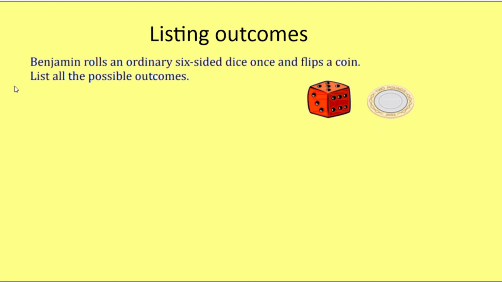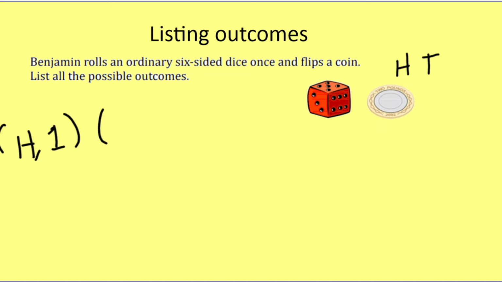Okay, listing outcomes. Benjamin rolls an ordinary 6-sided dice once and flips a coin. List all the possible outcomes. Well, there's 2 sides to a coin. You have heads and tails, and there's 6 sides on a regular fair dice. So what we're going to do is make a list of all the possible outcomes. So you can get a heads and a 1.